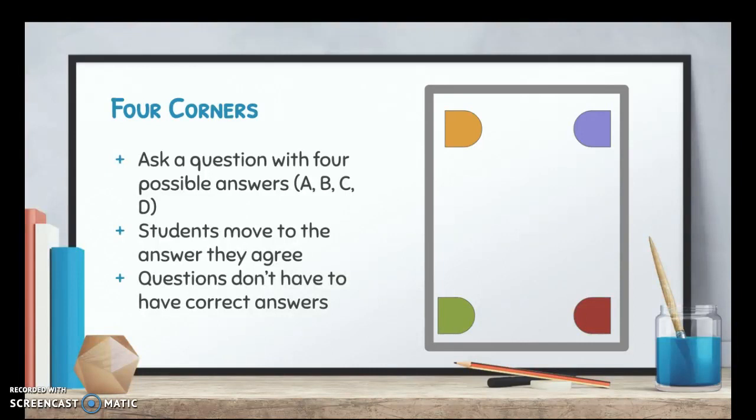Then four corners is where there are four possible answers. The students pick the corner that they think represents their answer. It doesn't have to be right or wrong. Who's the best crayon? They go to their corner, and then in that they discuss why they picked that crayon. Or it could be something with a right or wrong answer. Alternatively, you could do you decide or agree disagree, where instead of having four corners that they stay in, they just move to the left or to the right to signify their answer and then discuss there.